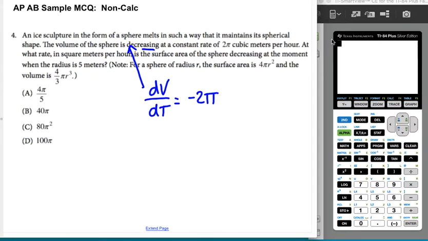At what rate in square meters per hour is the surface area of the sphere changing, or decreasing rather, at the moment when the radius is 5 meters? Okay, so then they did you a solid and they gave you surface area and volume. That's nice of them. So we know volume is 4/3 pi r cubed, and we know surface area, which I'm just using SA as a single variable, is 4 pi r squared.